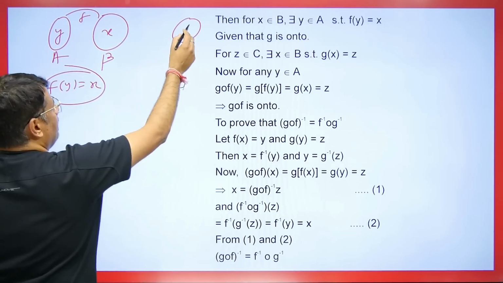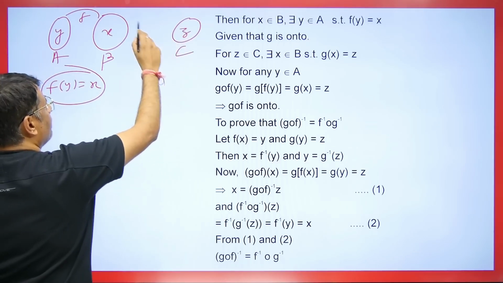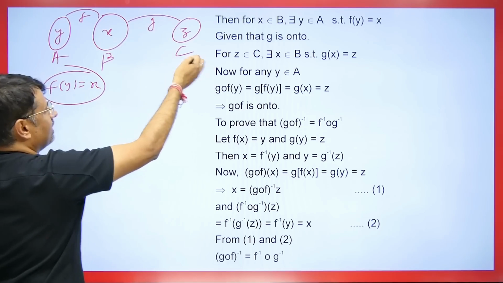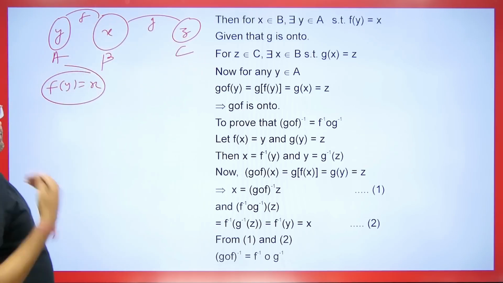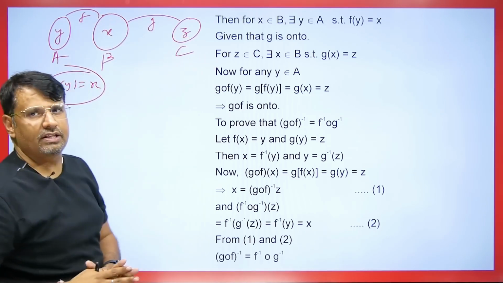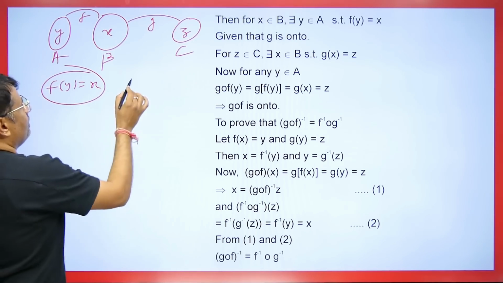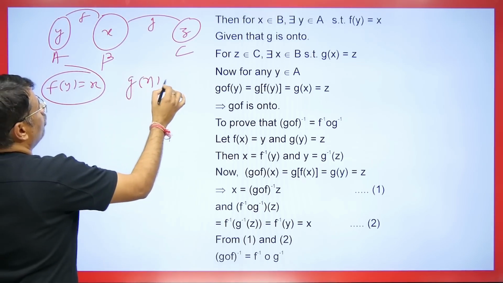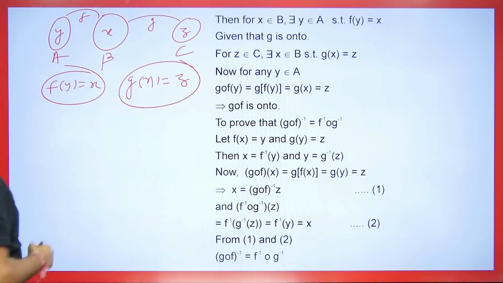Similarly, in this type, if we take an element z here, then the pre-image will exist. So, meaning for Z, a pre-image exists in X because B to C is given to us as onto. What does it mean? It means that Gx will be equal to Z, right?